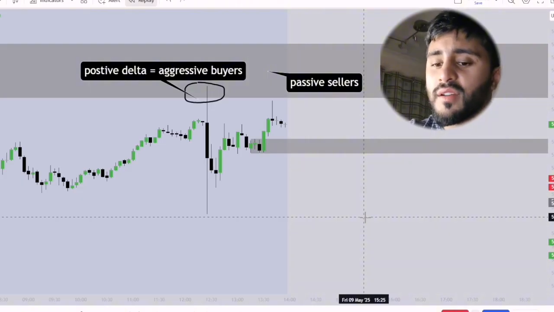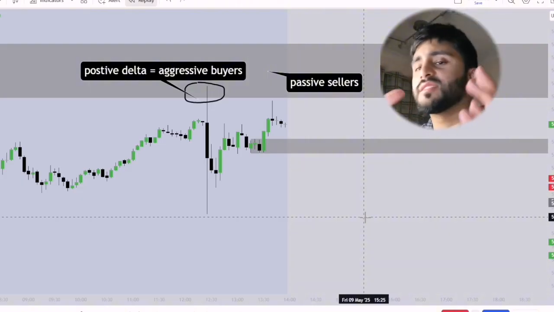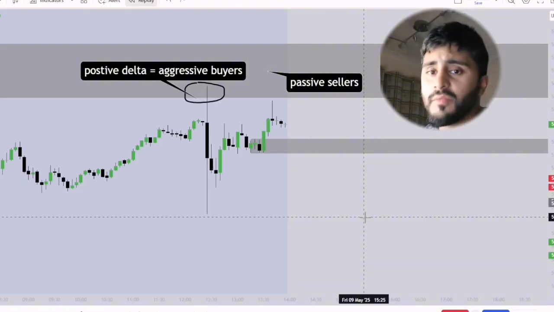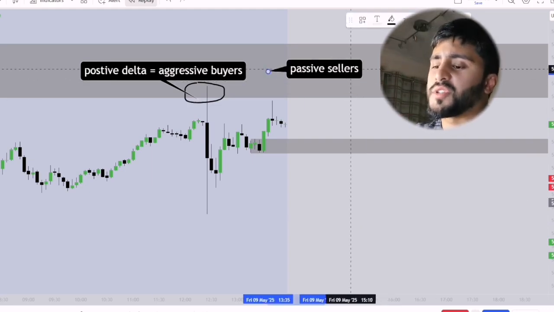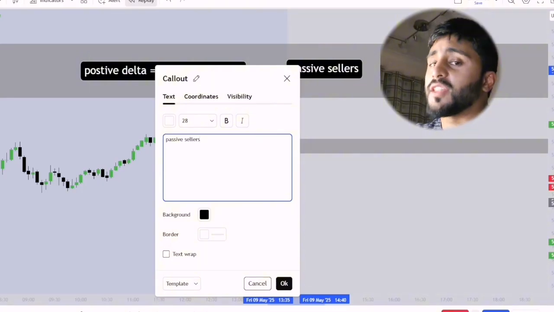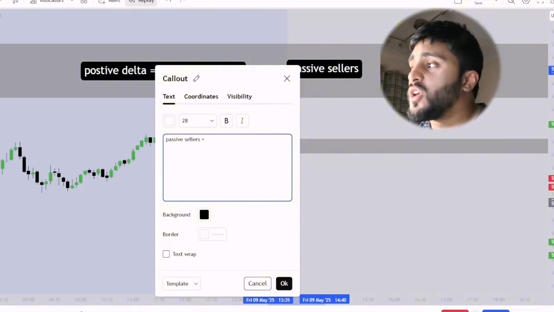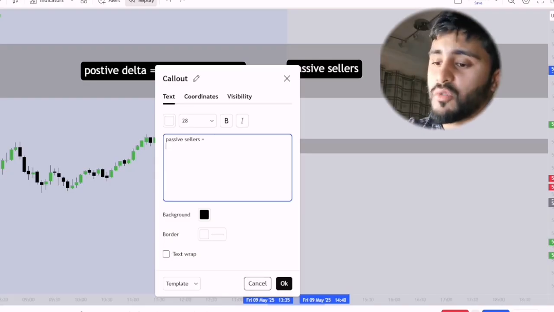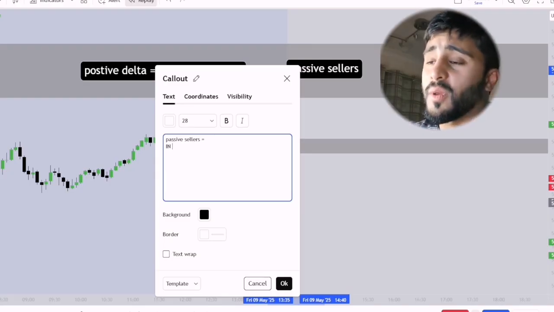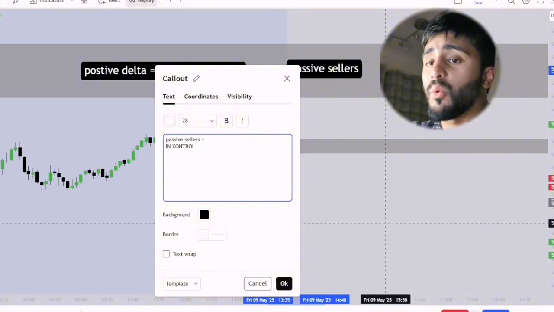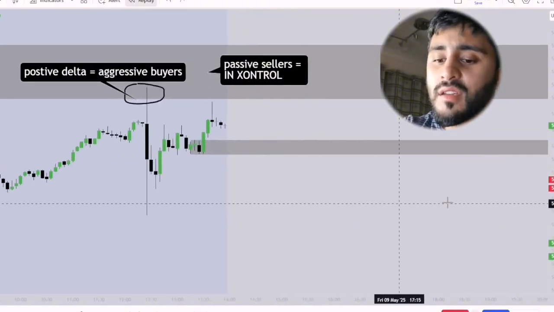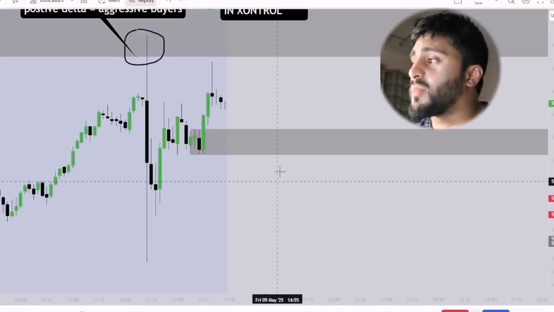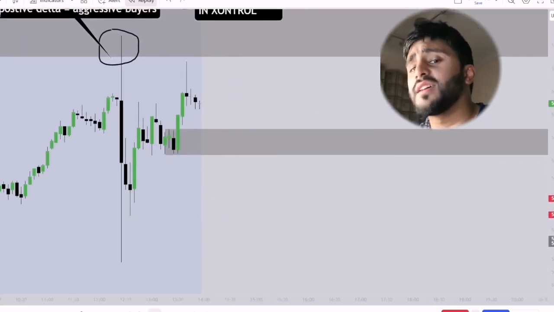One thing to understand as basic knowledge is that passive sellers drive price lower and passive buyers drive price higher. So where you see passive participants in the market, this simply means that those participants are in control. We know that passive sellers are at this area, and therefore we know sellers are in control, right? The aggressive buyers going in with live market orders are essentially failing. So passive sellers are, more importantly, in control. Mind my spelling there. Passive sellers are in control.